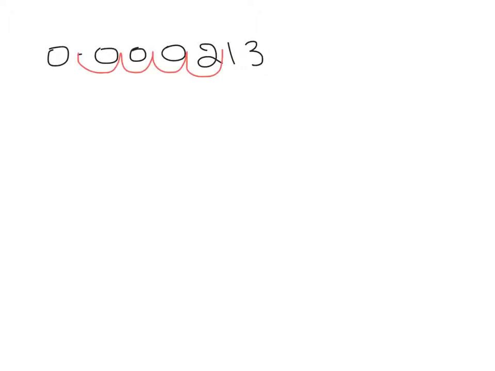So my decimal point's starting here, and it's jumping 1, 2, 3, 4 places. So our new number is 2.13 times 10, but this time it's to the negative 4 because we're dealing with a small number and the decimal point moved the opposite way. So small numbers, we have negative powers.